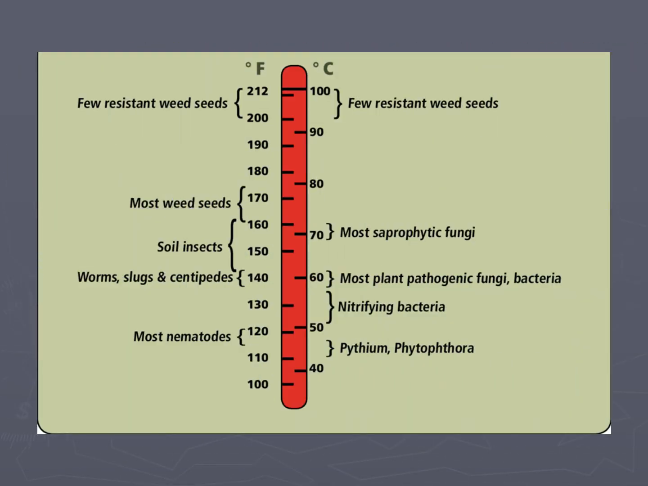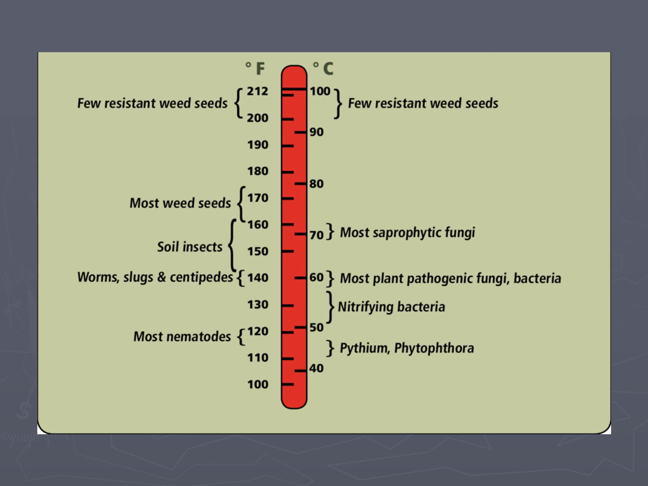All right, so this is an interesting graph to look at because this shows us what temperatures are needed to kill certain kinds of pathogens or to destroy weed seeds in growing medium. So there's two sides to this. There's the Fahrenheit scale on the left, which we're going to be more familiar with, and then there's the Celsius scale on the right-hand side. If you look at something like Pythium, Phytophthora, most nematodes, they're going to be killed somewhere around 100 to 120 degrees Fahrenheit.